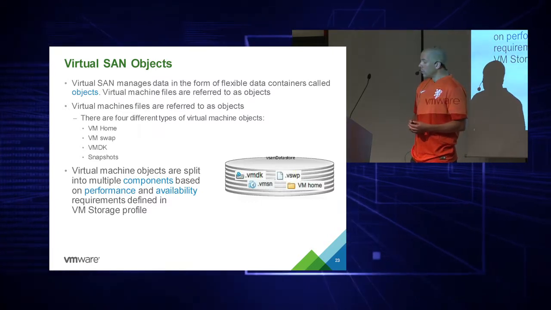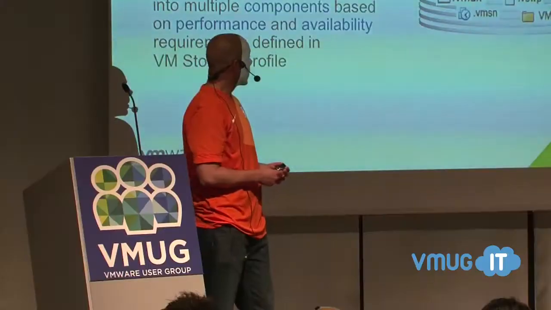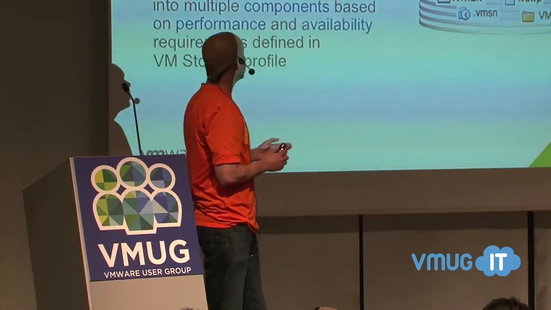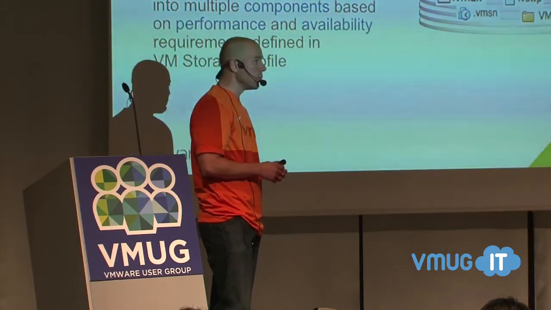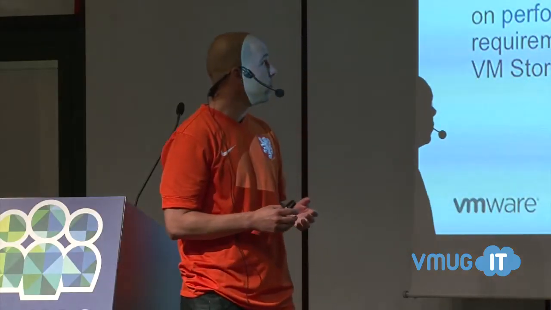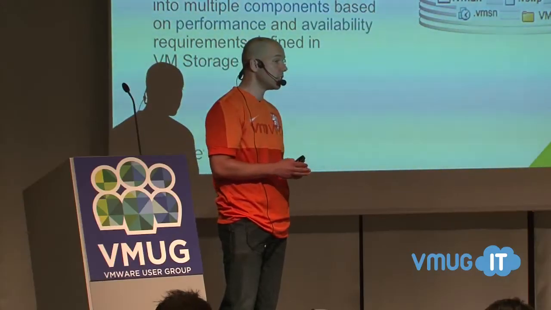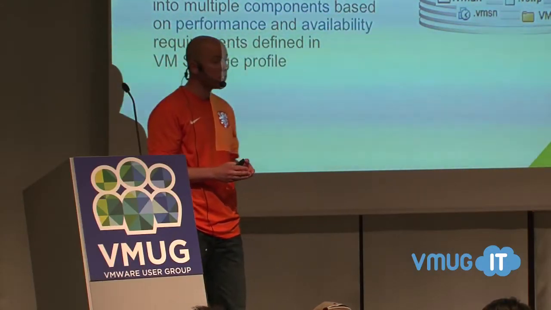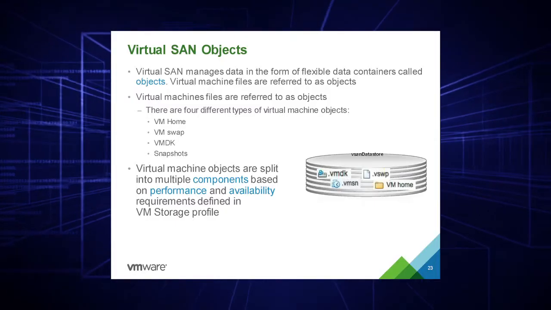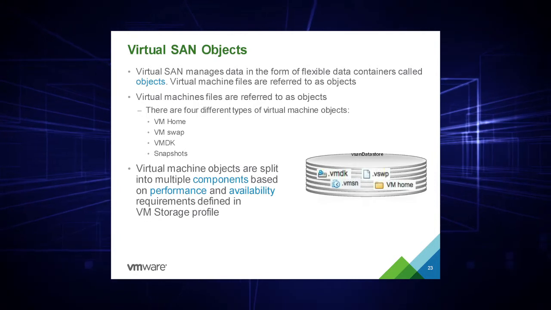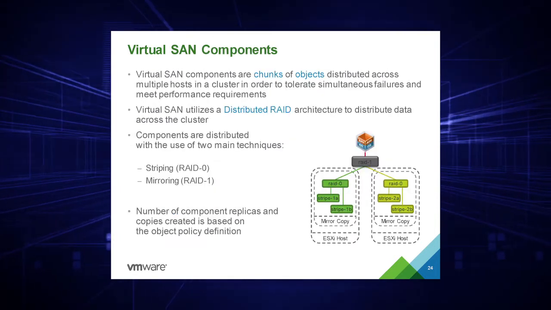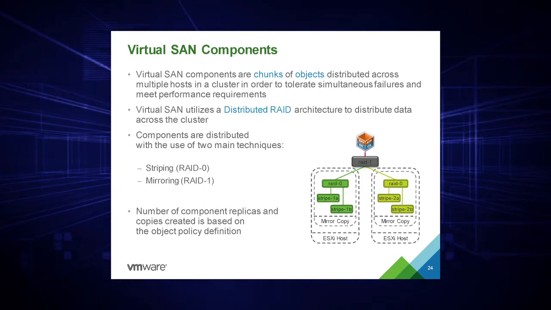Now here comes the difficult part. So you have a virtual SAN object, and a virtual SAN object is formed out of multiple components. A virtual SAN object could be a virtual machine itself, the virtual machine namespace as we like to call it, a virtual disk, or a virtual swap. And an object is nothing more than a file or a thing being stored on the virtual SAN data store. Now this object is formed out of multiple components.